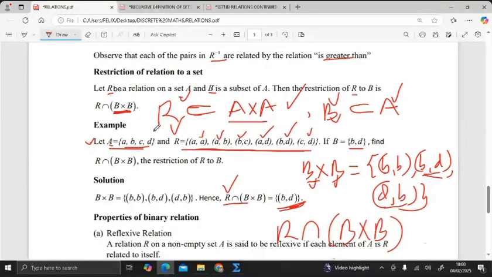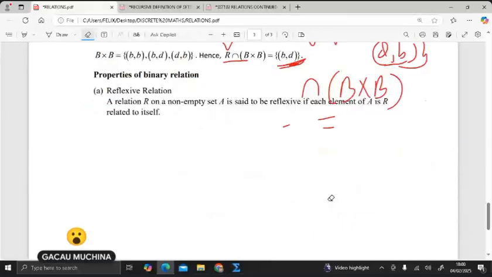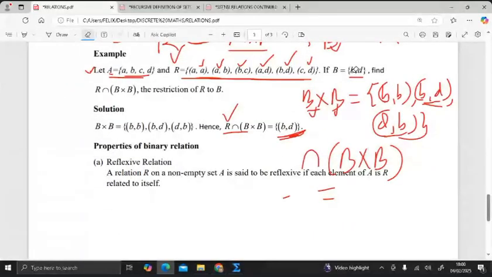AA is not here. AB is not here. BC is not here. AD is not here. BD, yes, BD is inside. Okay, so that is the only one. You can see that is it. CD is not inside here, and therefore that is why you can see. Now there is a restriction of R to B. That is how we do a restriction.